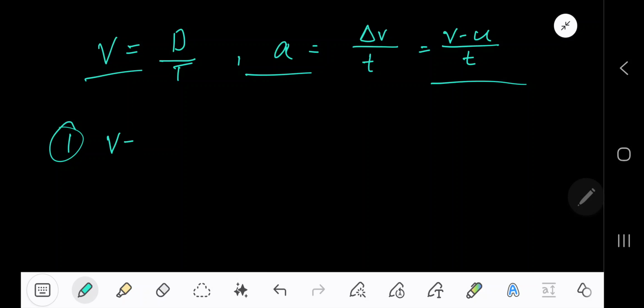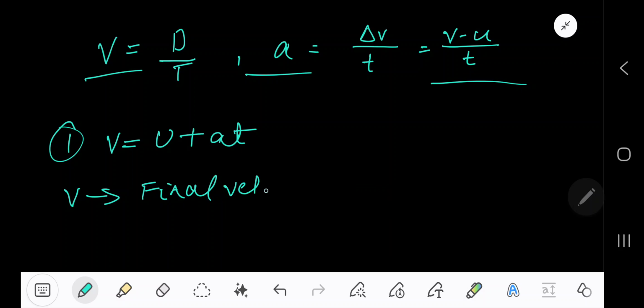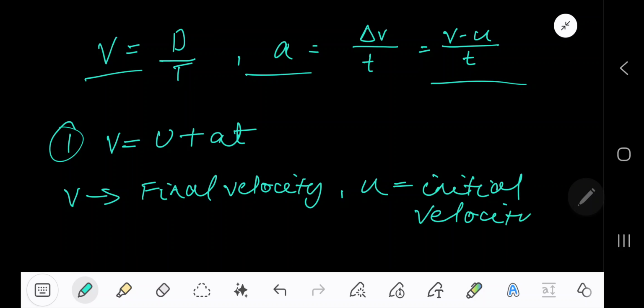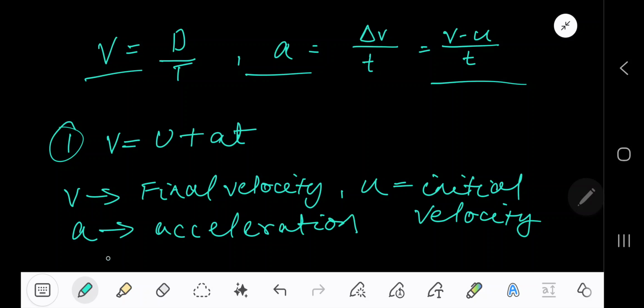Our first equation is v equals u plus at. Now what is v over? v is the final velocity, u is the initial velocity, a is acceleration, and t is time.